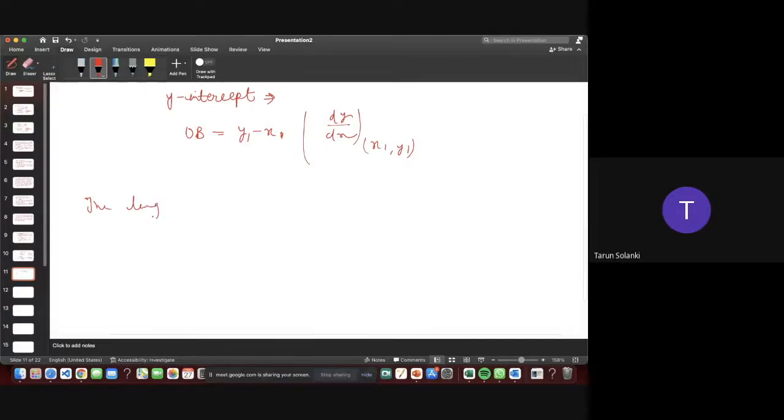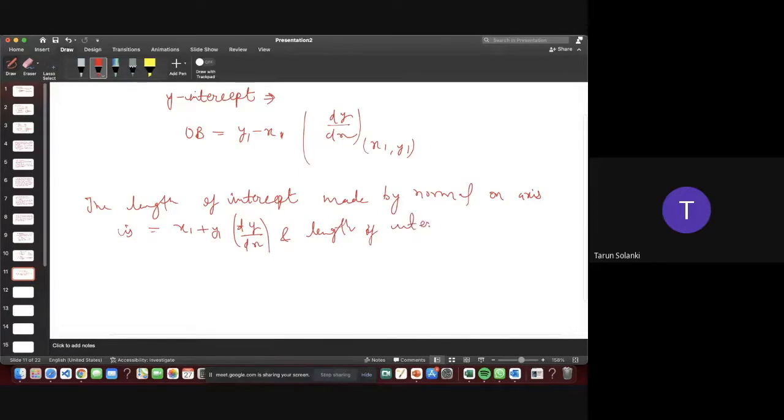So the length of intercept made by normal on x-axis is x1 plus y1 dy by dx, and length of intercept on y-axis is equal to y1 plus, means y1 minus x1 dy by dx at x1 and y1, right?